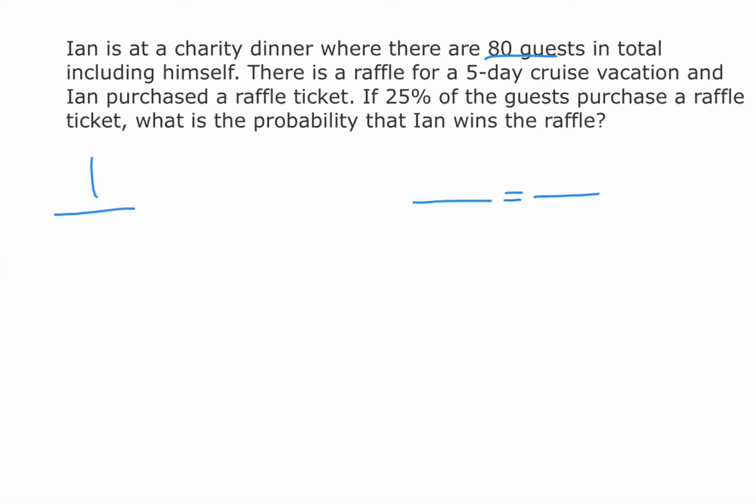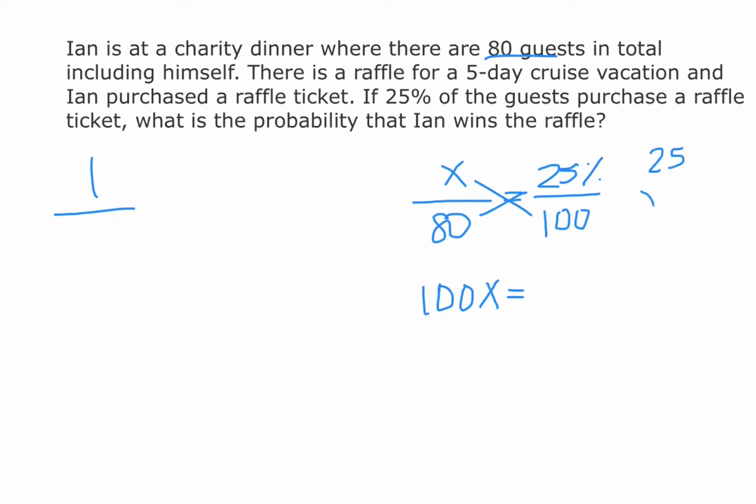So to find the number of people that purchased a raffle ticket, we have to solve the percent. So this is where we use our equation. 100 always goes here. We're looking for 25%. X goes here. And the total number of people is 80. So now I cross multiply: x times 100, that's 100x. 80 times 25, placeholder 0, 40, 16 plus 4, 20, so this is 2,000.